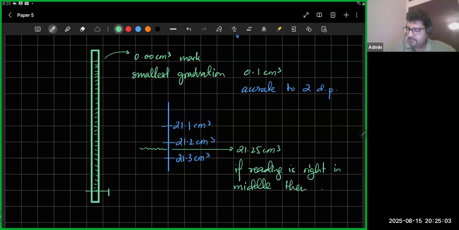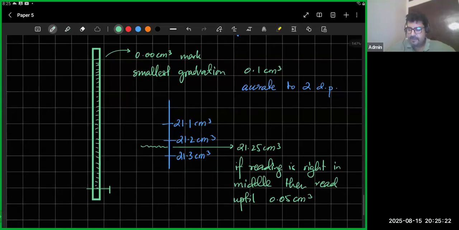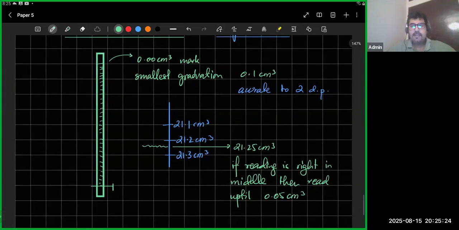Then you could read, although there is no 0.05, and if it's right in the middle, you can read up till 0.05 cm cube. Okay, is this clear? With a burette, you can go up till 2 decimal places. Is that clear? Yes.